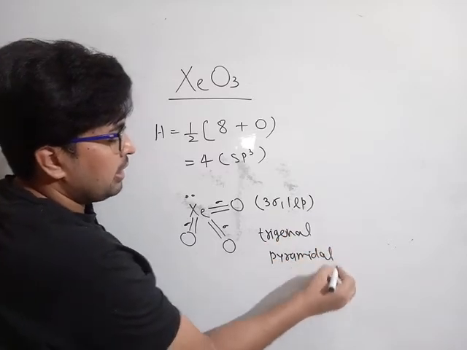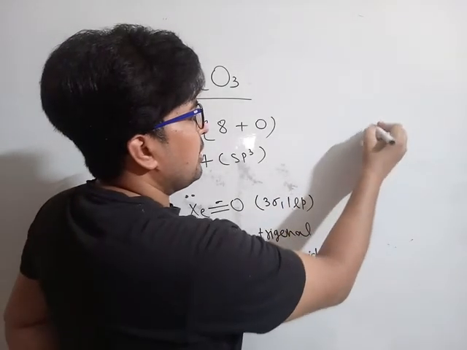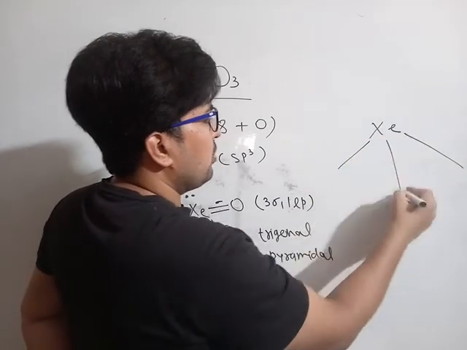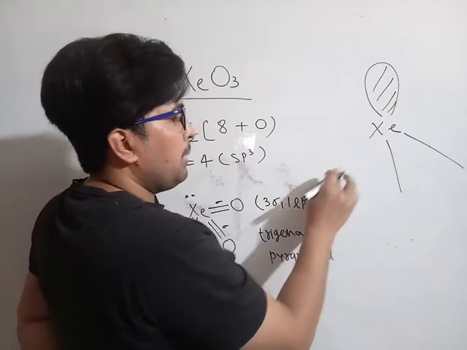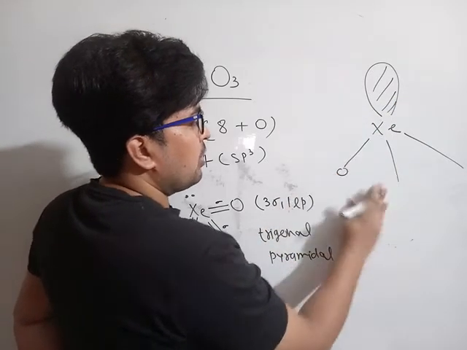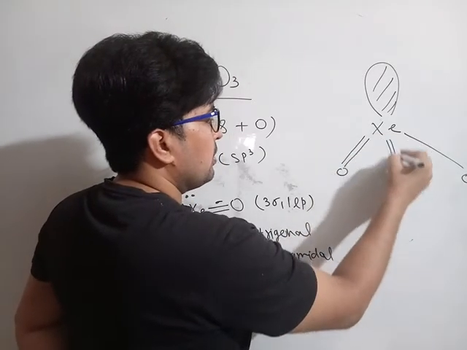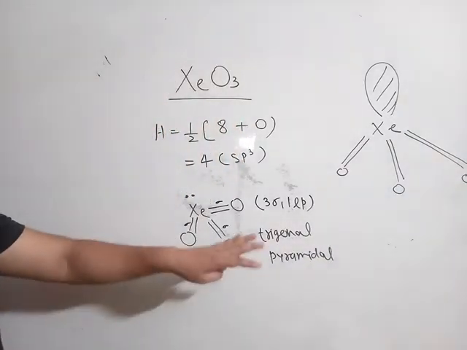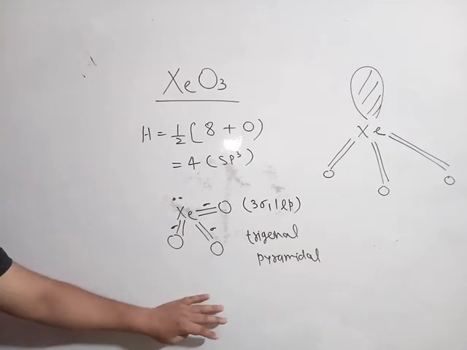Shape name will be trigonal pyramidal. So if I check here, let's say we have drawn this part. Roughly we have to just draw it, because shape is determined by the sigma bond, not the pi bond over here. So we just draw these parts here, and there will be a double bond. That will be the shape of XeO3. I hope it is all clear to you.